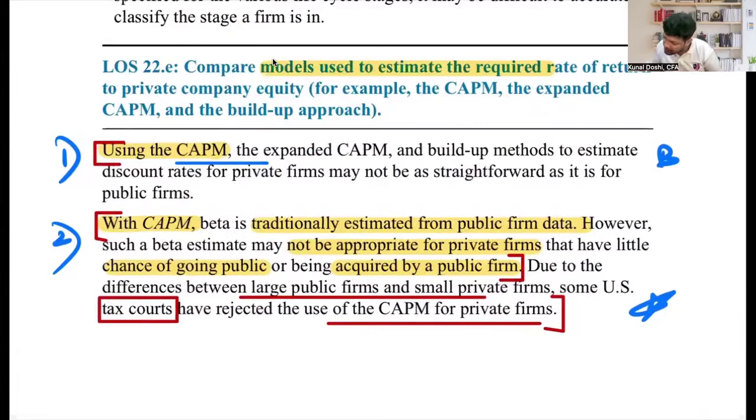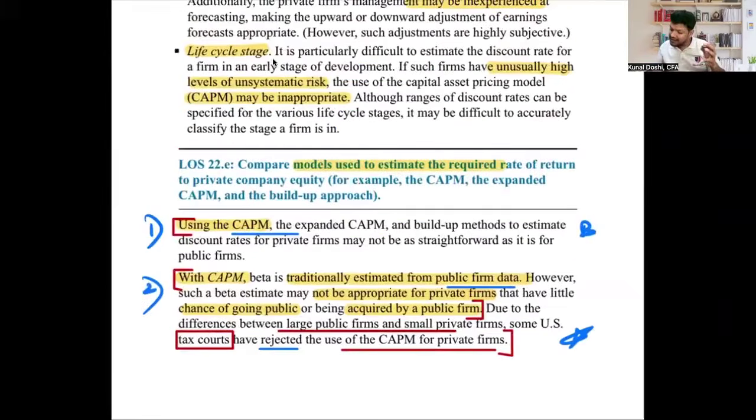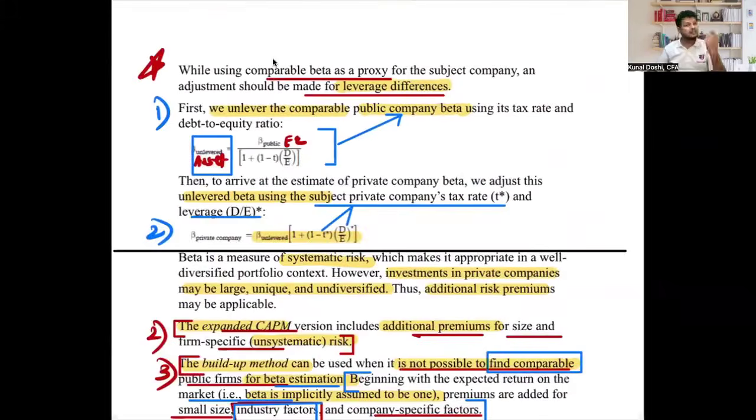In fact, some of the US courts have rejected the use of CAPM. Why? Because how is CAPM possible in such a case? So what we use is another approach to CAPM, with CAPM traditionally estimated from public firm data. Of course, this is not acceptable in US courts, but we may use a public firm's data, lever and unlever it, and then compare it for the private company. This is not part of your syllabus. You do not have to memorize this for your exam.